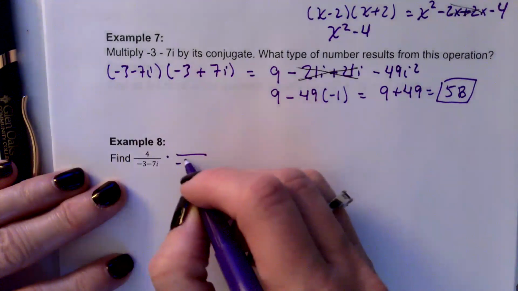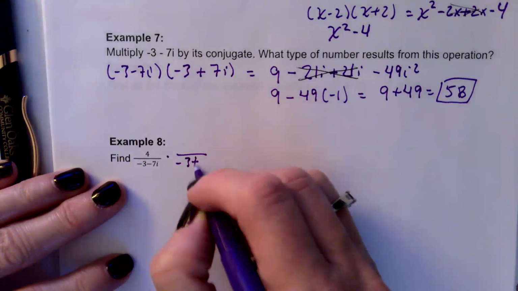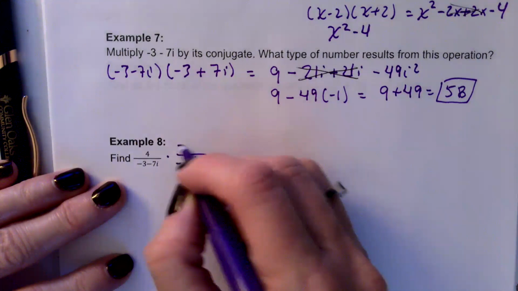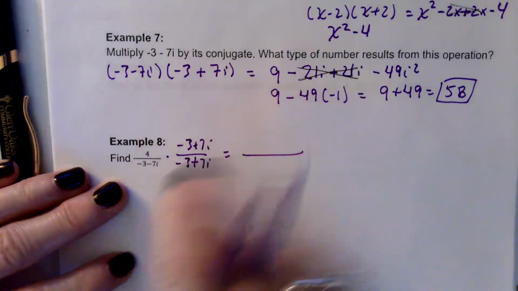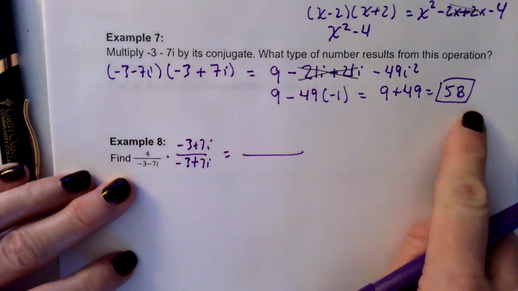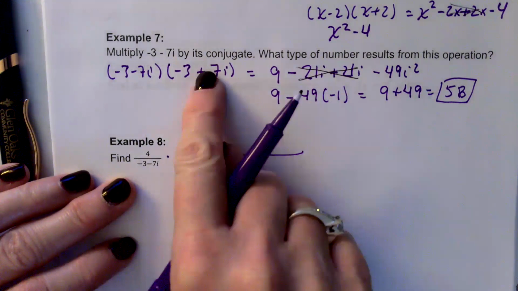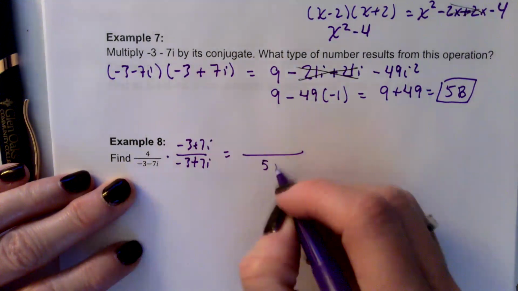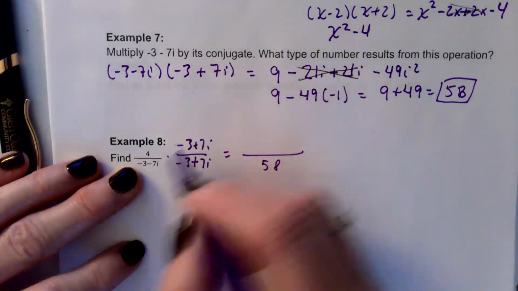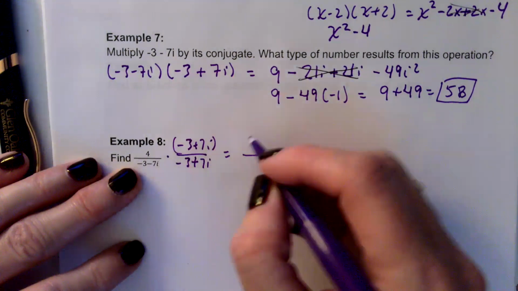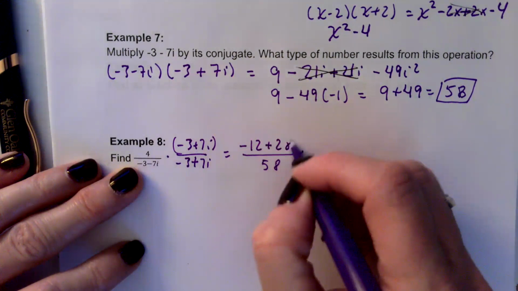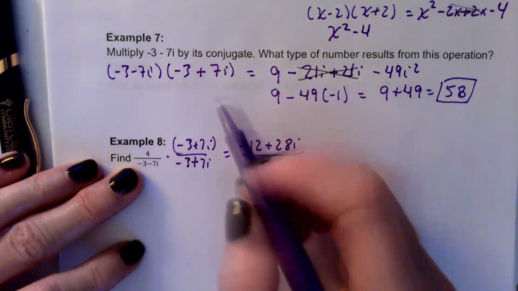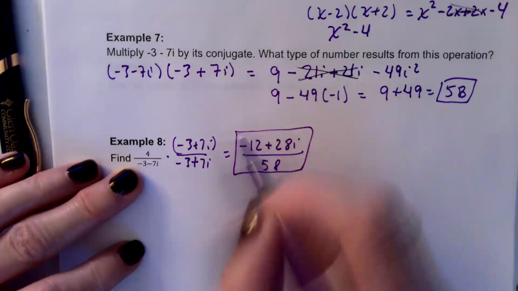So we're going to multiply by that -3 plus 7i, and we have to do the same on top. And we already know the bottom simplifies to 58 because that's exactly what we did up here. So we get 58 in the denominator. And then the numerator gets multiplied. Distributing that 4, we have -12 plus 28i. And it is okay to have a complex number in the numerator.